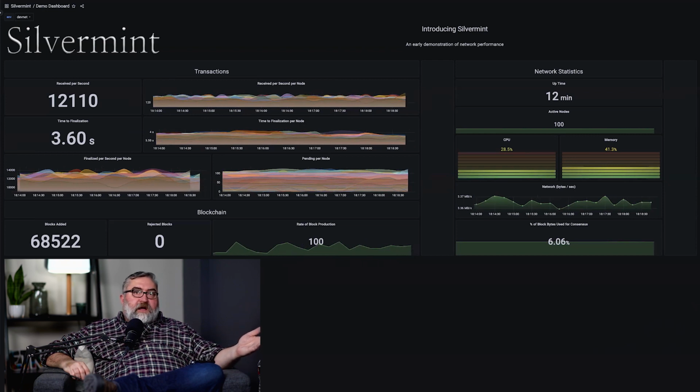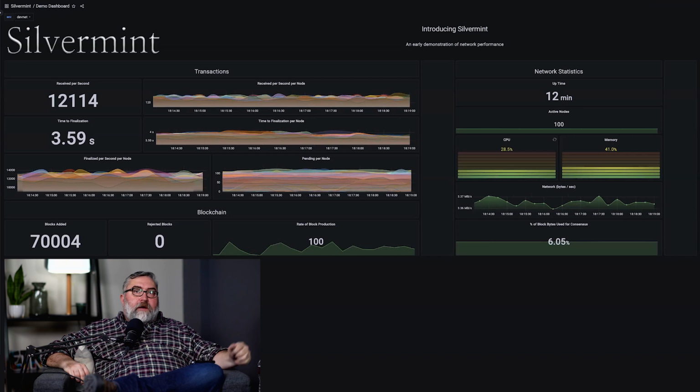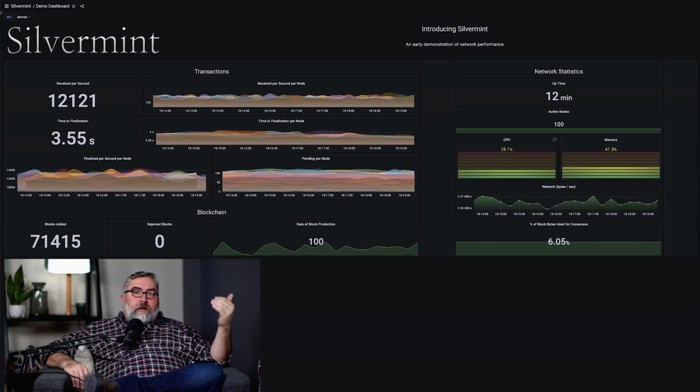Silvermint's throughput is so high, we don't have a mempool. As you'll notice here, the pending per node is mostly well below 100. Far more than 100 transactions fit in each block. And what this is telling us is that the transactions being received by each node are immediately being published in a block as soon as they can be.